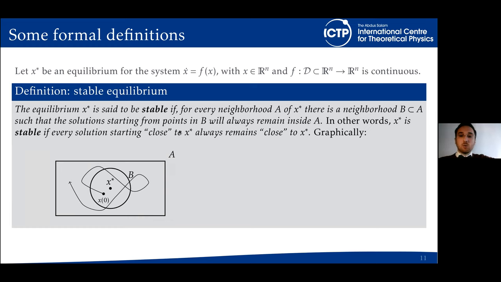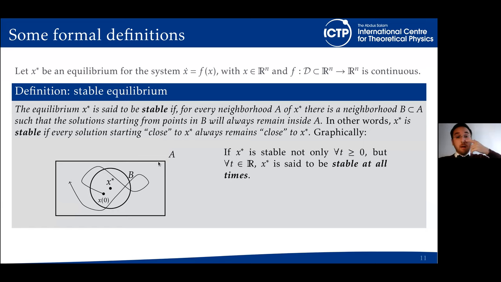Now, if this is true, I want to introduce a couple of other definitions of stability, because this way we can build a vocabulary that will be useful throughout this school. If this definition of stability is true not only in the future, so looking at how the solution behaves for positive time, but also for negative time, we say that this equilibrium is not only stable, but stable at all times.